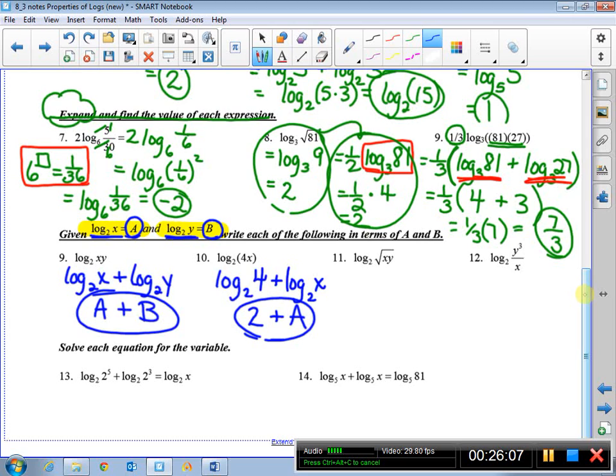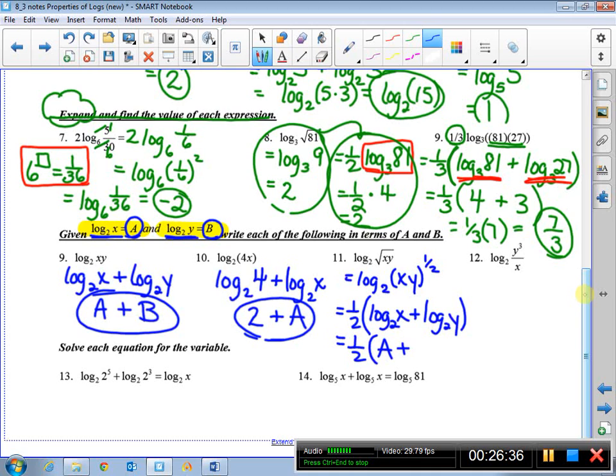Number 11. This is xy to the 1/2 power. So the 1/2 comes out front. And we want to expand our logarithms. Log base 2 of x plus log base 2 of y. Using those properties, 1/2. Log of x gets replaced by A. Log of y, the whole thing, gets replaced by B. And there you go.